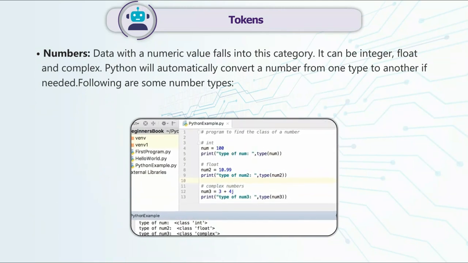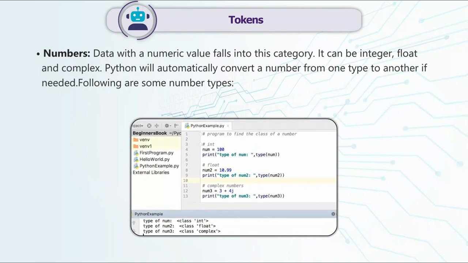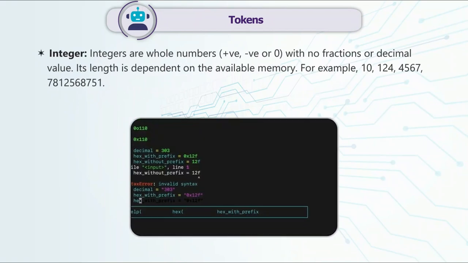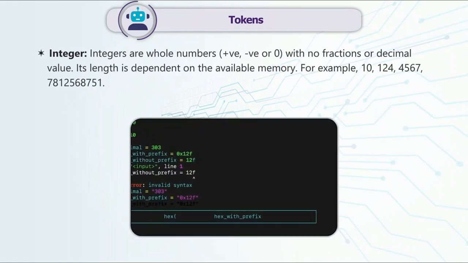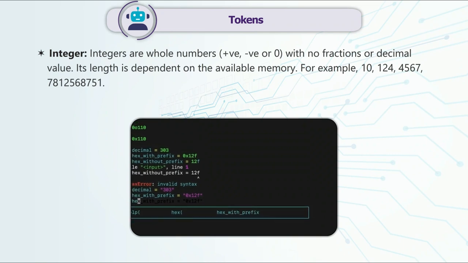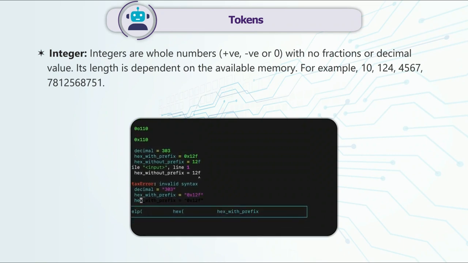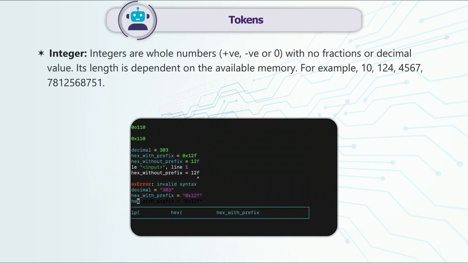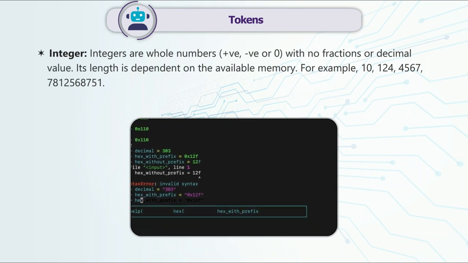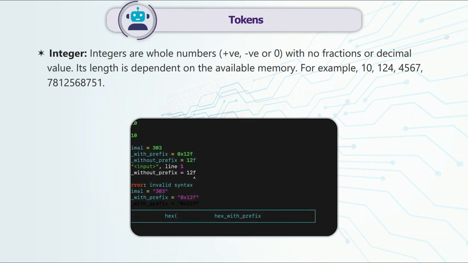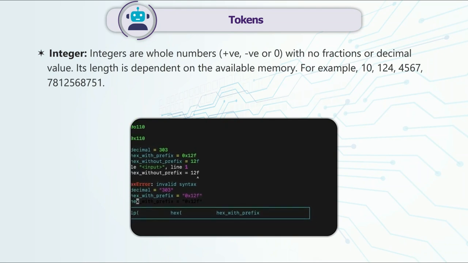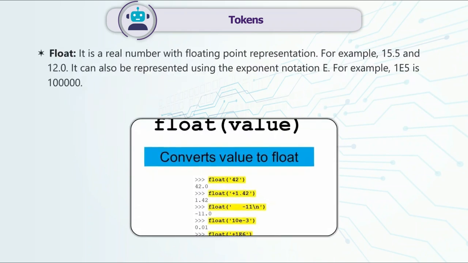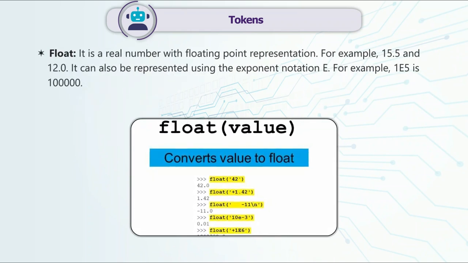Python will automatically convert a number from one type to another if needed. Following are some number types. Integer. Integers are whole numbers, positive, negative, or 0, with no fractions or decimal value. Its length is dependent on the available memory. For example, 10, 124, 4567, 781 crores 25 lakh 68,751. Float. It is a real number with floating point representation.